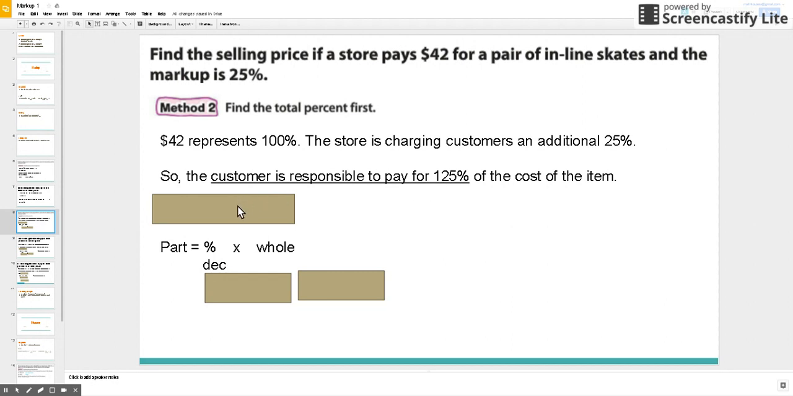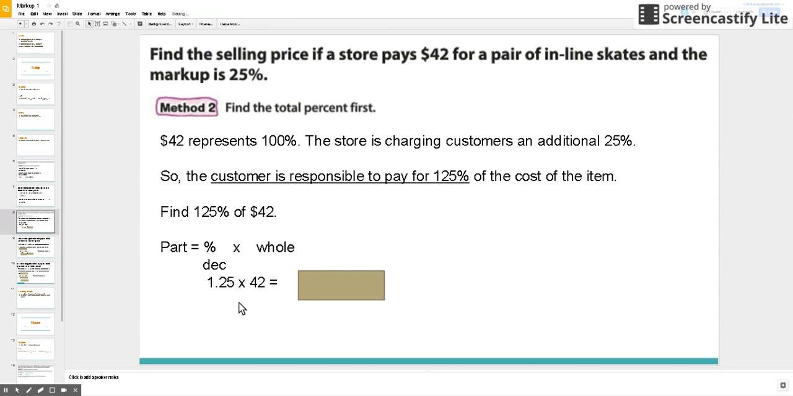So from there, you can just find what 125% of $42 is. This represents 100%, right? And you're also adding 25%. So you're finding 125% of $42. And how do we do that? We're going to move the decimal 2 places to the left, so that 125% is going to turn to 1.25. We're going to multiply it by 42 to get your total of 52.50. Okay? So I would prefer this method. This method is a lot quicker than the first one that we talked about. So here, we're finding 125% of your original cost.